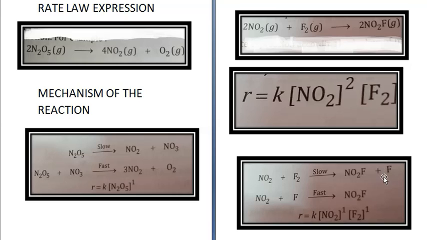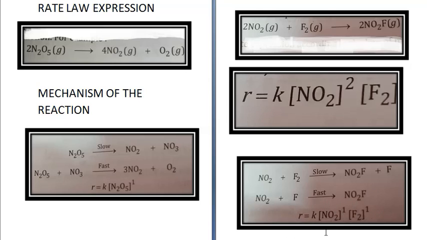And then NO2 plus F gives you NO2F. This is the fast reaction. So again, the rate determining step is the slow reaction. So R will become equal to K [NO2]^1 [F2]^1. Instead of this, this was the theoretical, that is according to the law of mass action, and this is the experimental, that is according to rate law.